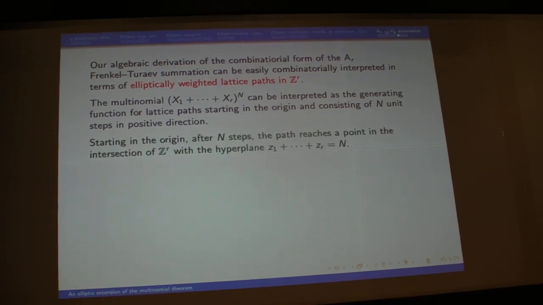So after n steps, we reached some point at the intersection of our lattice with the hyperplane. Said the sum of the index variables should be n.